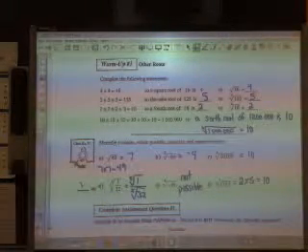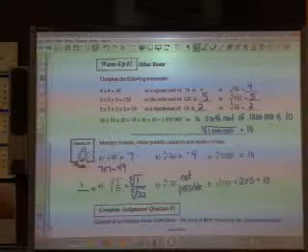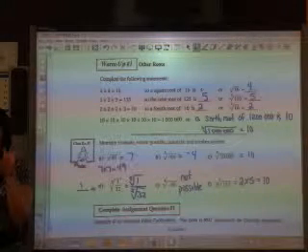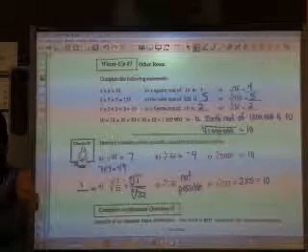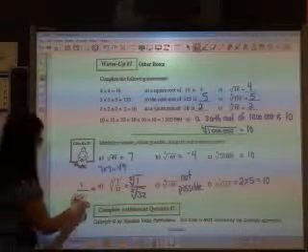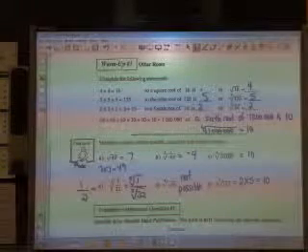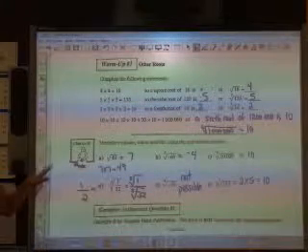And can you think of a number that if I multiply it by itself 5 times, I get 32? 2. 2, 4, 8, 16, 32. So the 5th root of 1 over 32 is equal to 1 over 2.